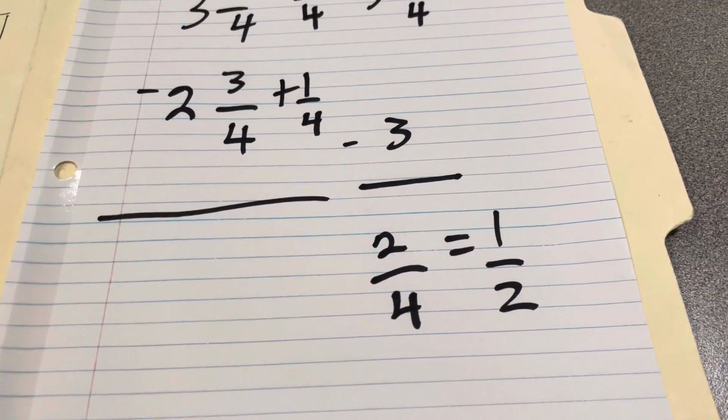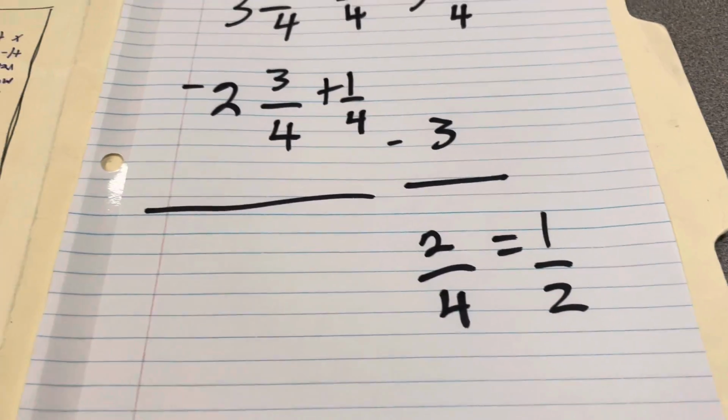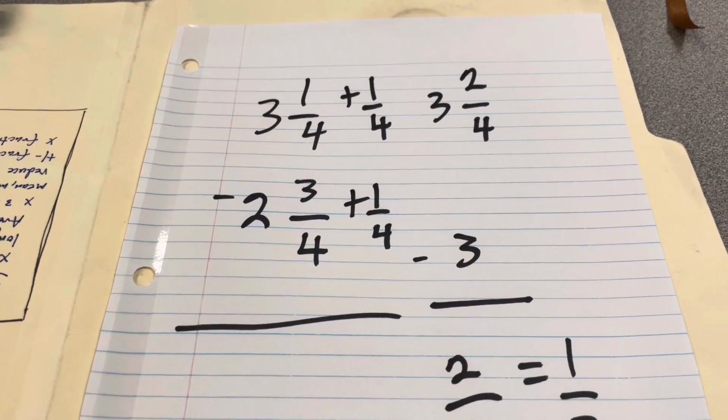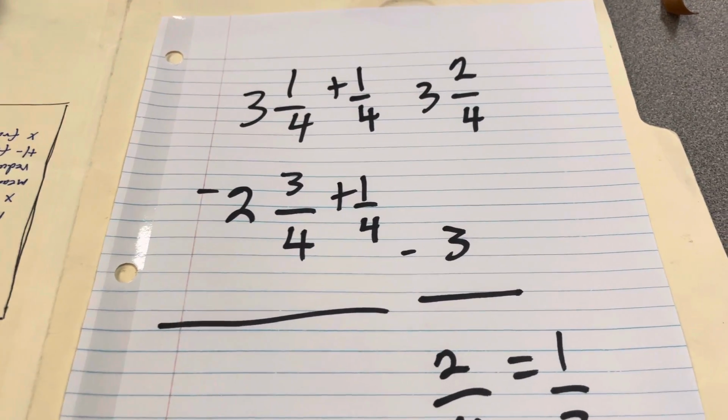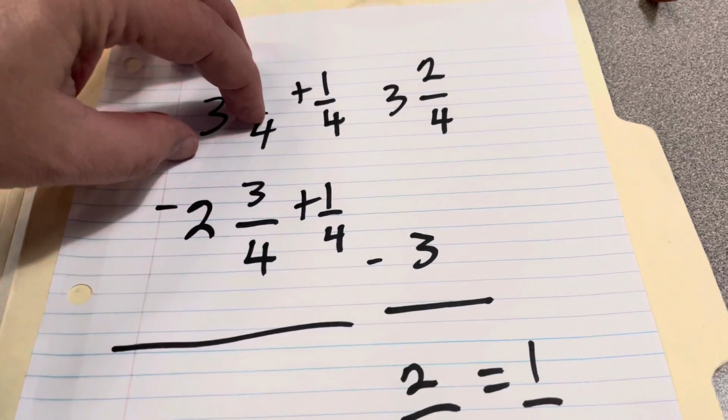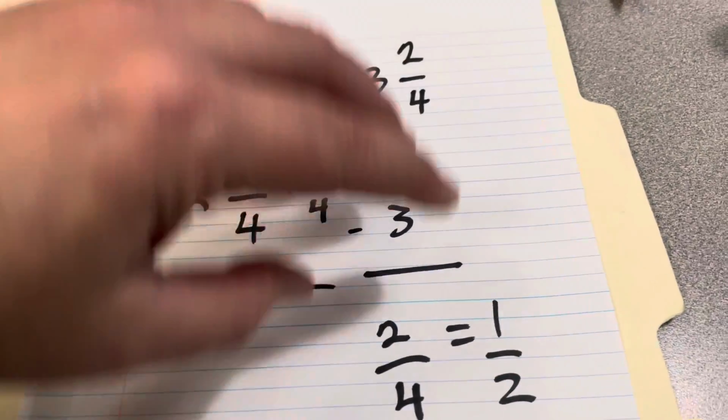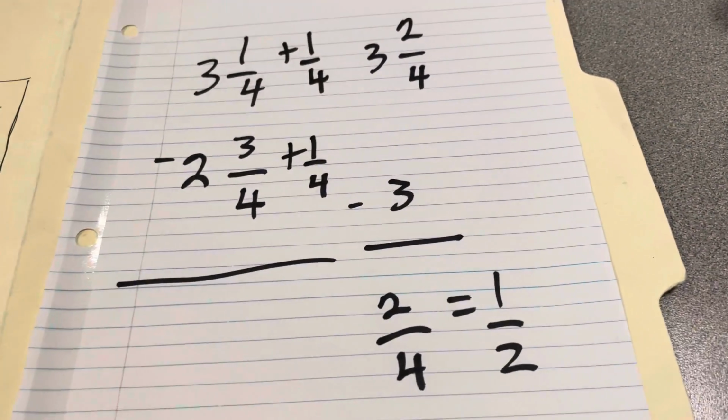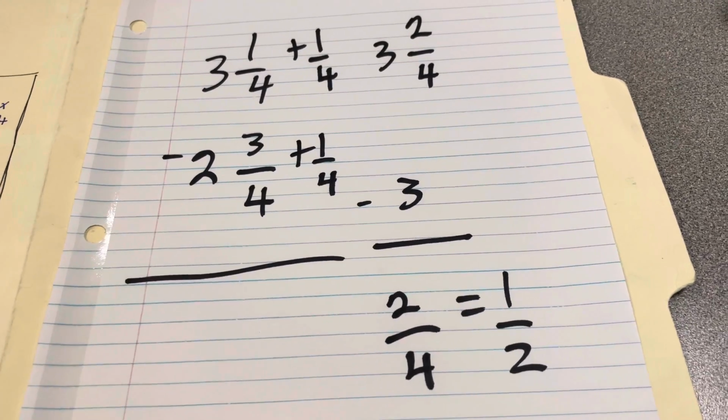So in the previous video, I did it by borrowing. Here I'm doing it by the same difference idea, that if I add the same thing to both numbers, the difference would be the same. Since I added the same thing to both numbers, the difference would be the same.